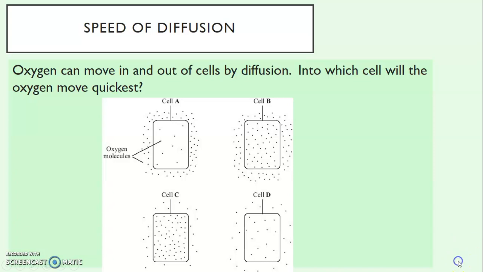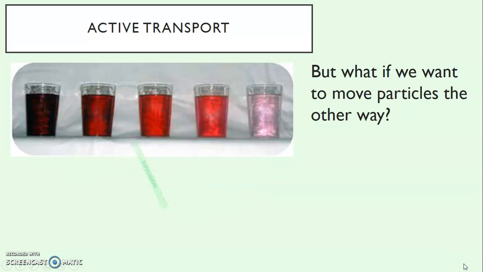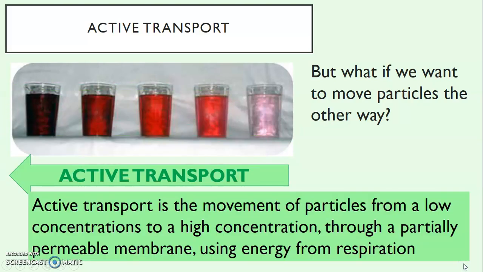Okay, the next type of transport we're going to look at is active transport. So we've said diffusion is moving from a high concentration to a low concentration. But what if we needed to move these particles the other way? That's where active transport comes in. So what active transport is, is the movement of particles from low concentration to a high concentration through a partially permeable membrane using energy from respiration.